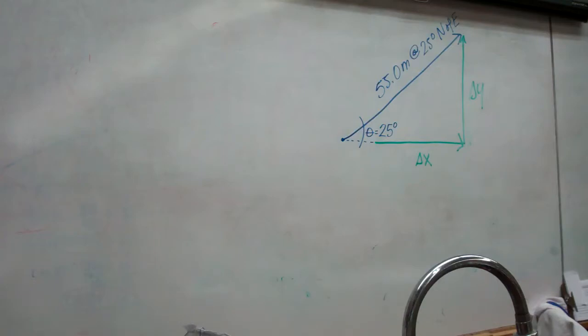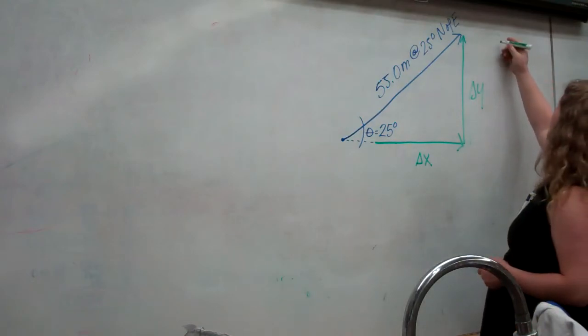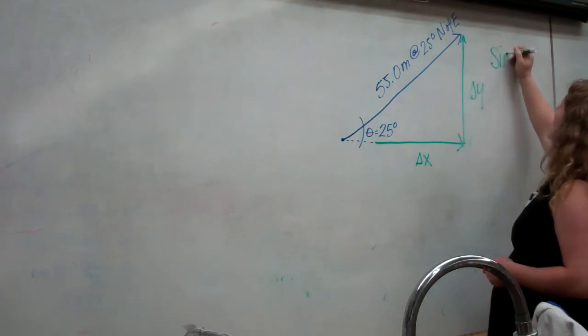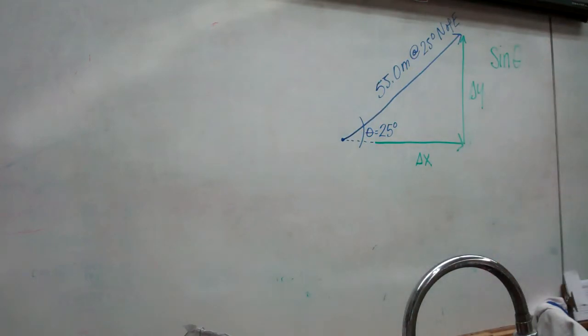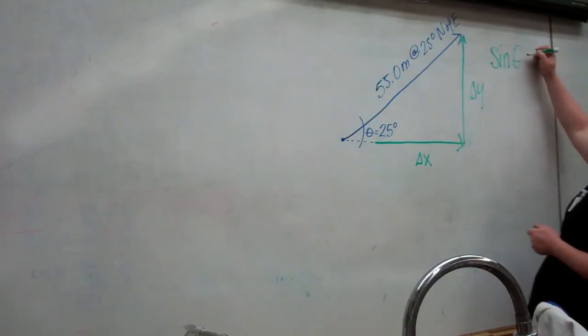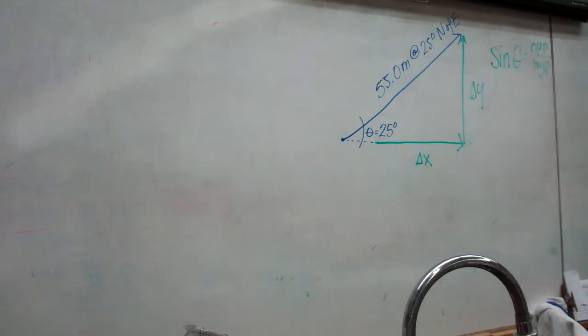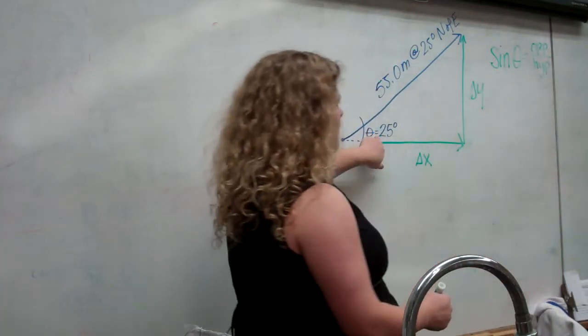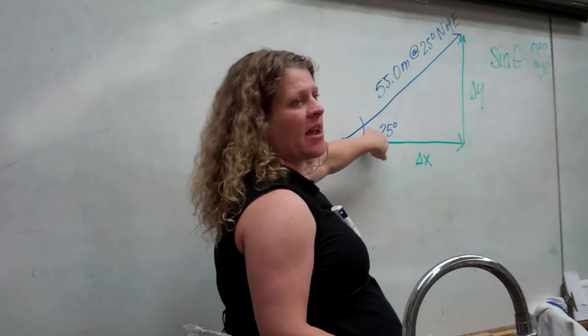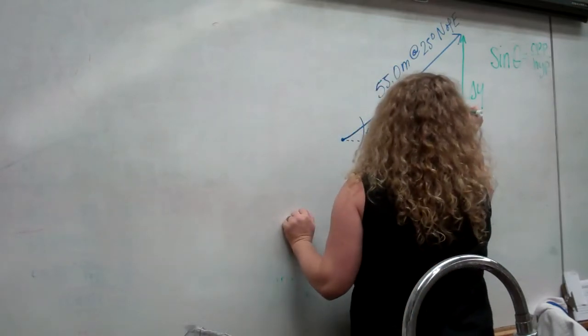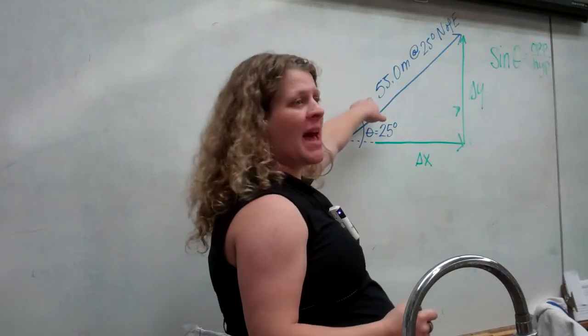Think about your trig functions. We're going to start off with sine. So, sine of any angle theta is equal to what? Opposite over hypotenuse. Good. It's not cheating to look at the wall. That's why they're there. For this angle theta, where is the opposite side to this angle? Delta y. Do we have the magnitude of the hypotenuse?